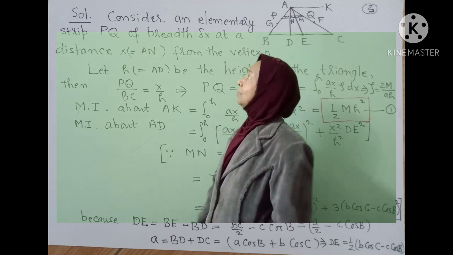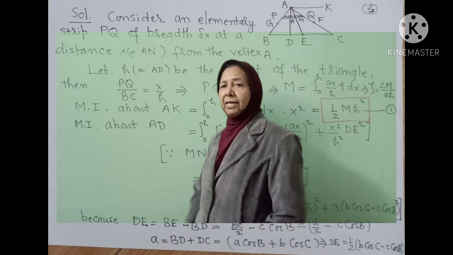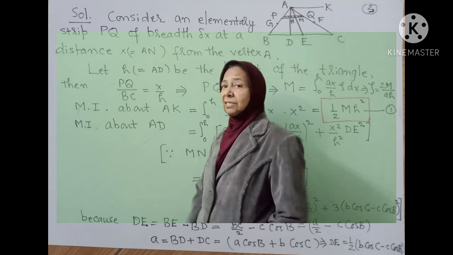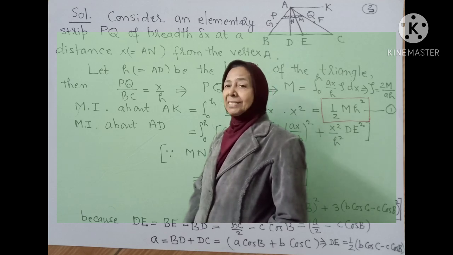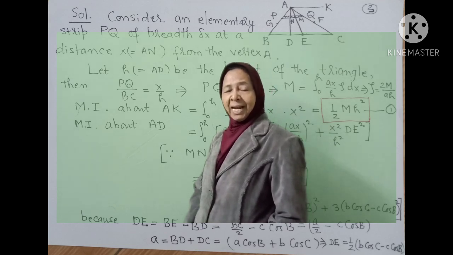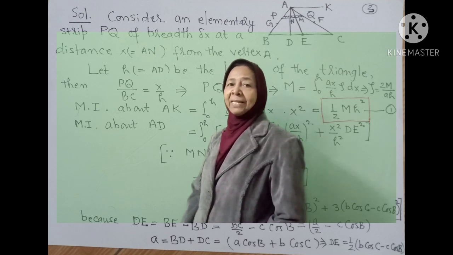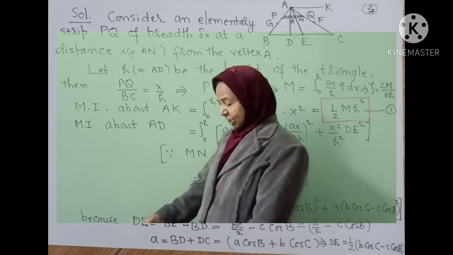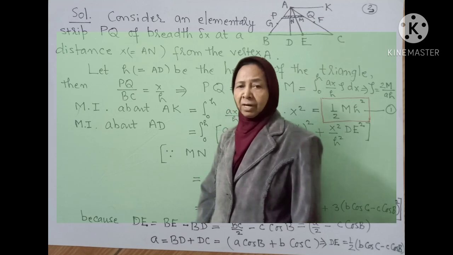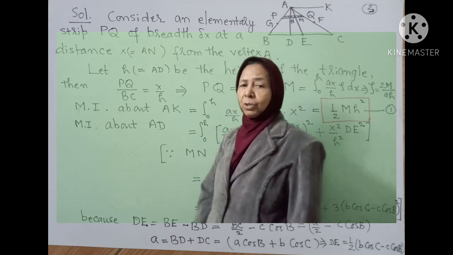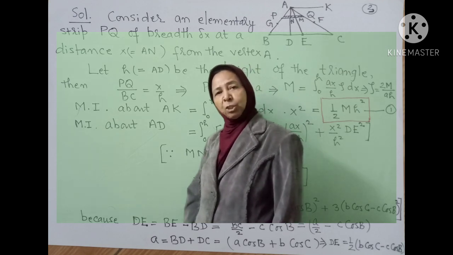Okay, so this is the first result we found. Now the next is, we have to find the moment of inertia of this strip about AK. That is mass into perpendicular distance square integrated within the limits 0 to h. So that comes out to be mh square by 2. A very simple integration, you can work out easily. So the moment of inertia about AK is coming as mh square divided by 2.